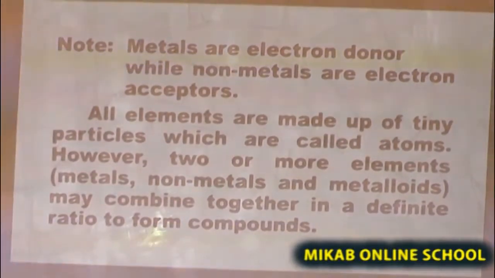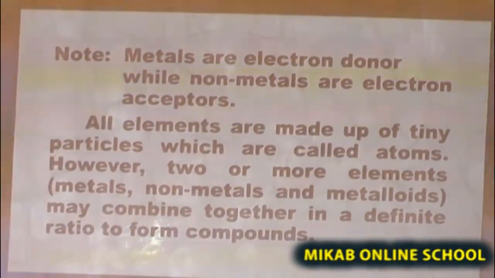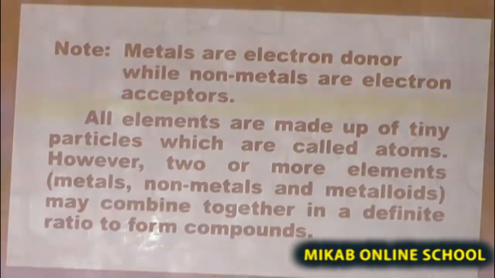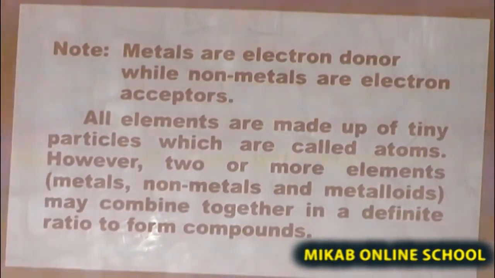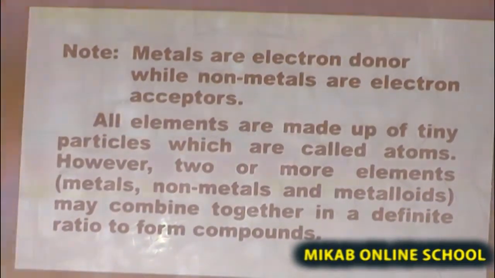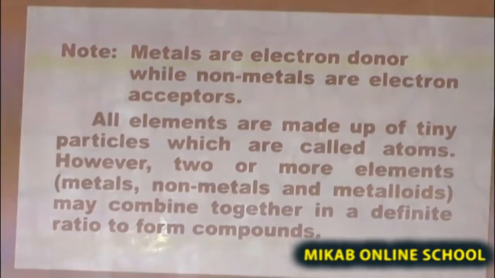Therefore, let us not make the mistake when we say that metals are hard. Remember, sodium and potassium are not very hard. They are very, very soft. Yet, they are metals. Why? Because they ionize by losing their valence electron.